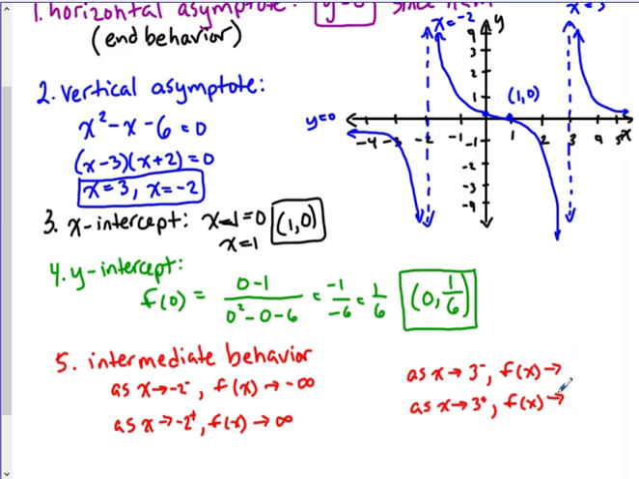Okay, so we can state the intermediate behavior around the other vertical asymptote as well, and it happens to be very similar.